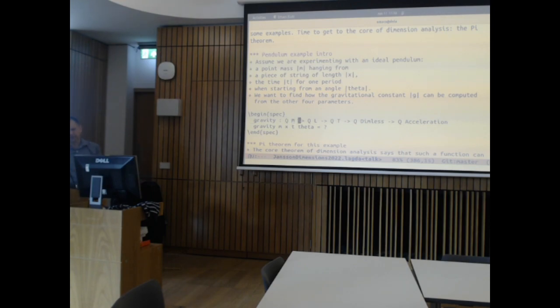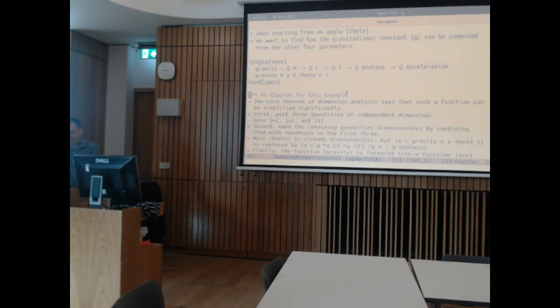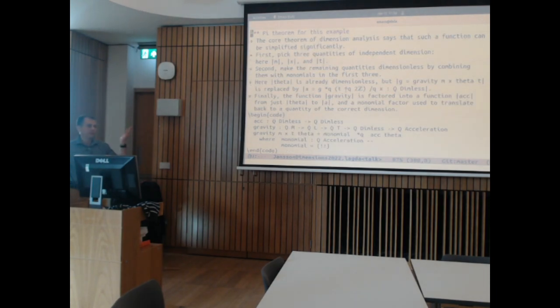It's the mass, the length of the pendulum, the time period, and then the dimensionless theta, the angle it starts from. So, well, the pi theorem comes to the rescue. I'm not sure why it's called a pi theorem, but that's a classical theorem from dimensional analysis. And basically, in practice, what it says is that you can simplify this function significantly.